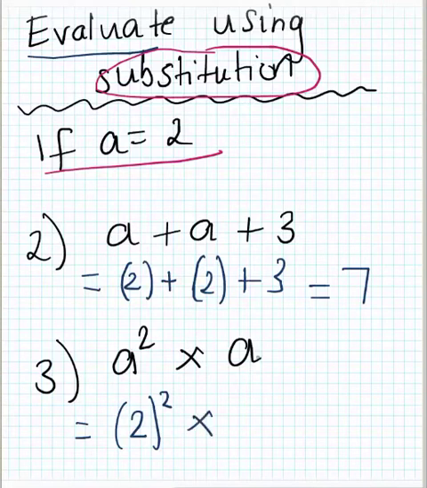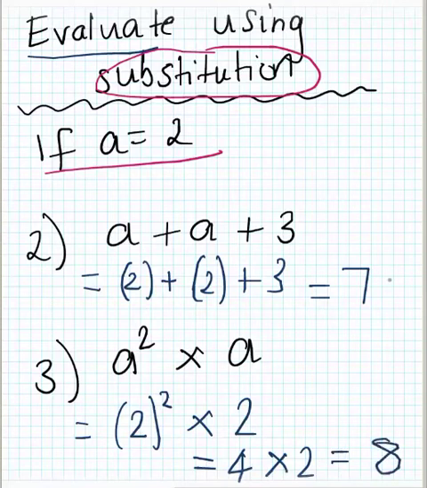Times a is 2. So now we know using our BIDMAS order of operations, we know that index numbers come first. So 2 squared is saying 4 times 2. And what is 4 times 2? 4 times 2 is 8. And there's our final answer.